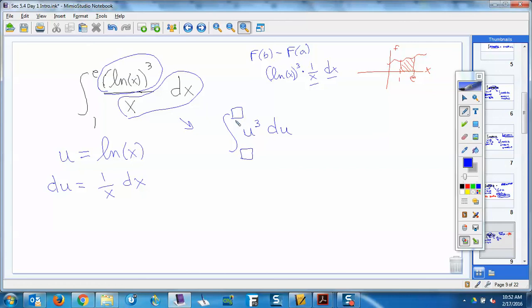Well, how can I change x's into u's? With that equation right there. So these are x's. I'm going to take this 1 and plug it right there for that x. What's ln of 1? 0.